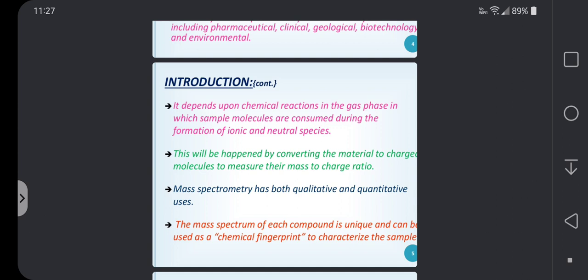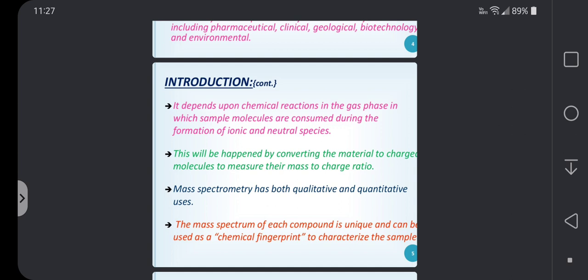Mass spectrometry is a powerful analytical technique used to identify unknown compounds within the sample and to elucidate the structure and the chemical properties of different molecules. It depends upon chemical reactions in the gas phase, in which sample molecules are consumed during the formation of ionic and neutral species. This happens by converting the material to charged molecules to measure their mass to charge ratio.